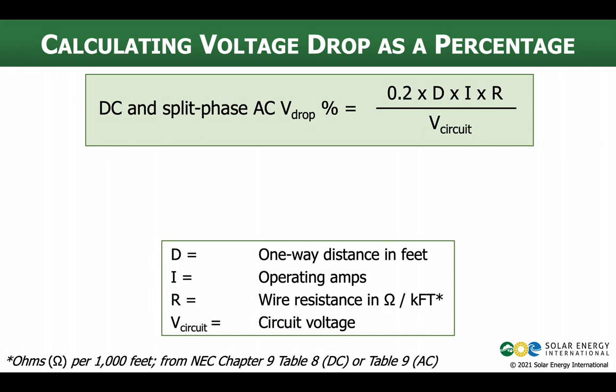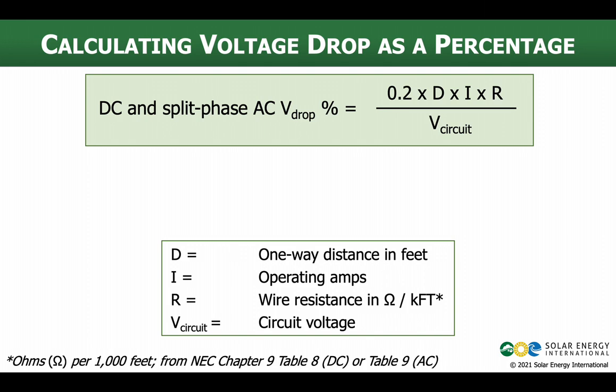So there's our table. Distance: one-way distance in feet. So we're working in feet here. One way, not round trip. Operating amps: we just talked about what we use. IMP for PV circuits, rated continuous output current for the AC side of our systems. The R is resistance, and this is specifically the resistance of the wire in ohms per 1,000 feet. Ohms per kilofoot. Don't see that one too often. This is given to us in the National Electrical Code, Chapter 9, Table 8 for DC, and Table 9 for AC.